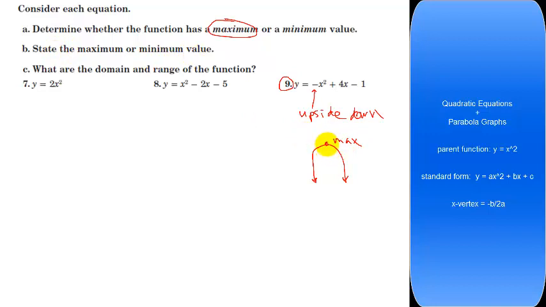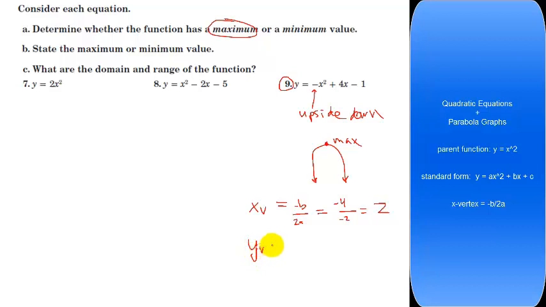The value is the output, or y-coordinate. So we actually have to find that value. We're going to need the y-coordinate, but before we find it, we need the x-coordinate so that we can plug it in. The x-coordinate of the vertex is negative b over 2a. b is 4, so that's negative 4 over 2a. a is negative 1 right here, so 2a is negative 2. So the x-coordinate of the vertex is 2.